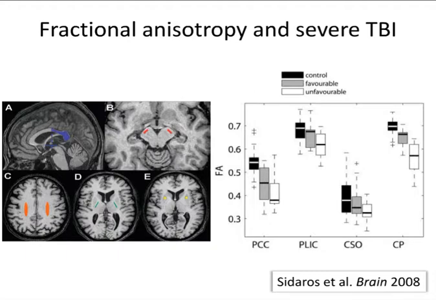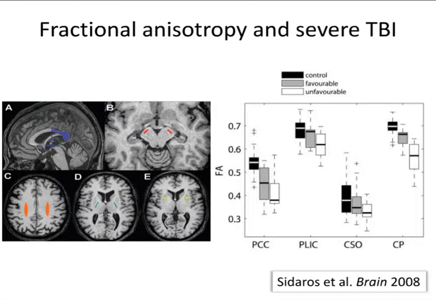This is a seminal paper from Sideros in Scandinavia, looking at the relationship between fractional anisotropy measured in the acute setting in the first 8 weeks after TBI. This was measured in selected structures: the posterior portion of the corpus callosum, the cerebral peduncles, the centrum semiovale, the posterior limb of the internal capsule. And you can see that there was a relationship. Those patients who had a favorable outcome tended to have a higher FA value acutely compared to those who had an unfavorable outcome, and this was measured using the Glasgow Outcome Scale.